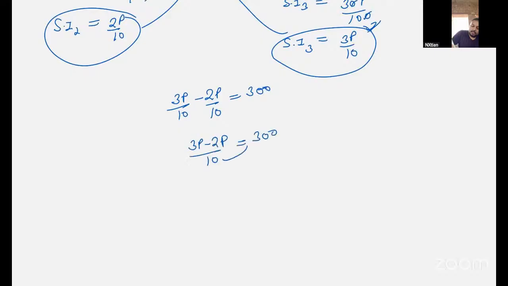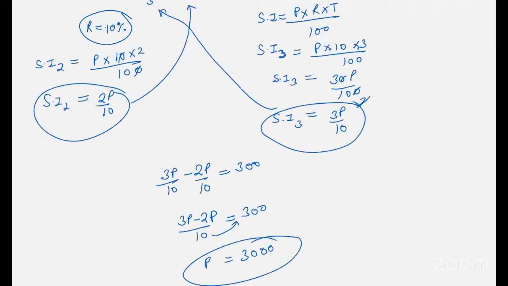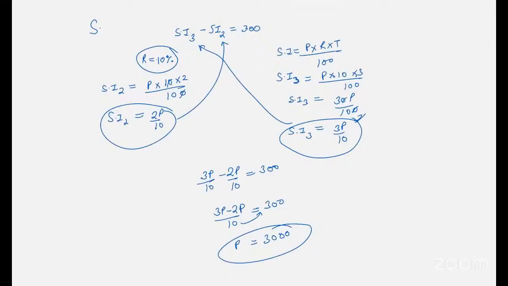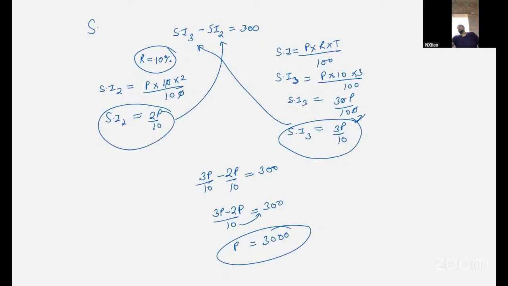This 10 will go to that side and multiply. So 3p minus 2p is p, like 3x minus 2x is x. In the same way, 3p minus 2p is p, which is equal to 3000. We got the answer. Simple. You make the equation, you write it, find it, you get the marks.